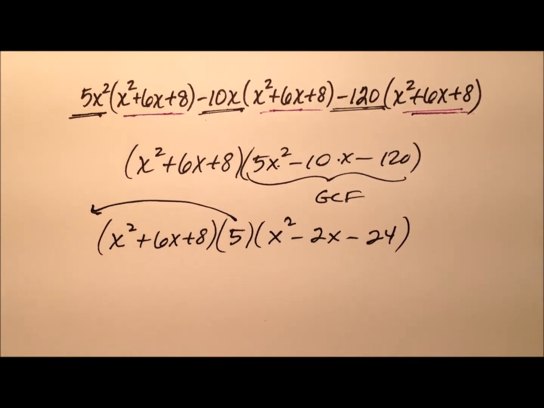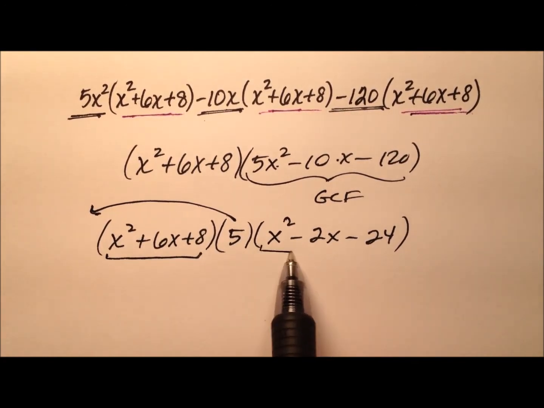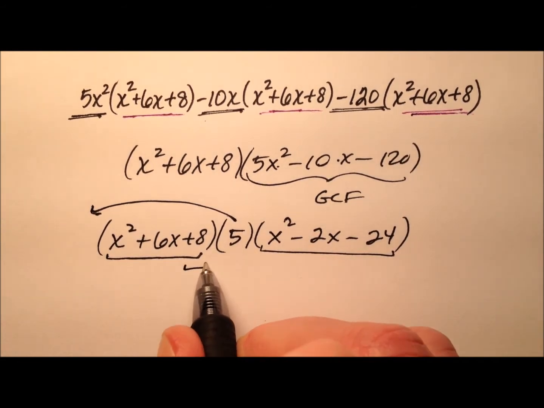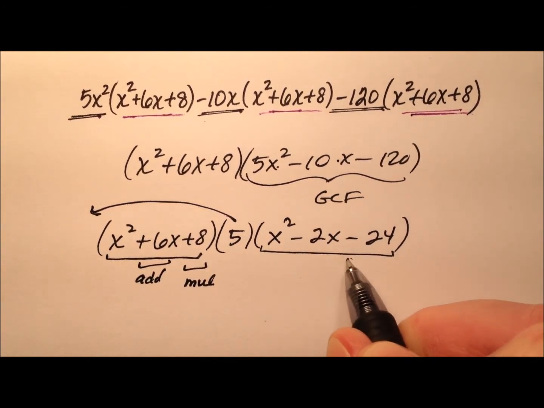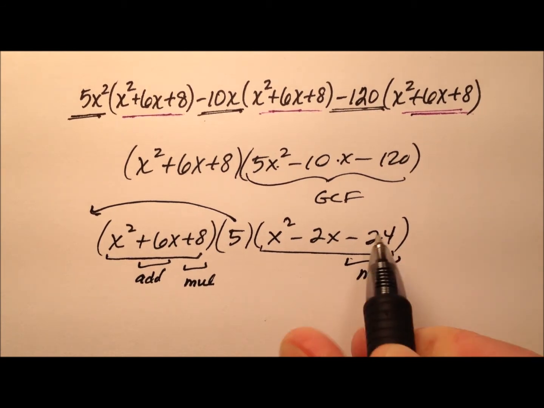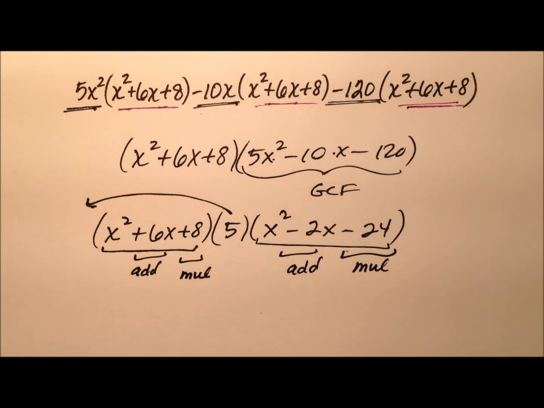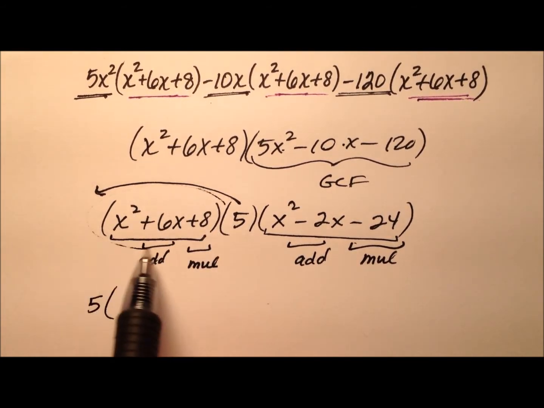And what it looks like here is I have a quadratic trinomial here and also a quadratic trinomial here. So I'm going to ask myself, what multiplies to make positive 8 that adds to make positive 6? Additionally, what multiplies to make negative 24 that adds to make negative 2? So we have some questions here that we need to answer. Let's go ahead and start with this one.